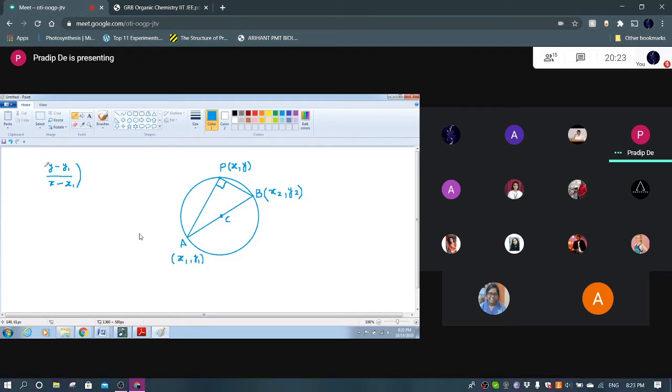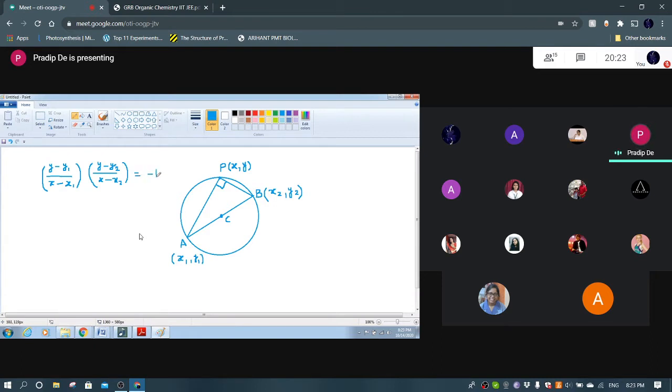Similarly, the slope of PB is y minus y2 divided by x minus x2. That means it's x minus x1 into x minus x2 plus y minus y1 into y minus y2 equal to 0. Yes, that is the equation of this circle.